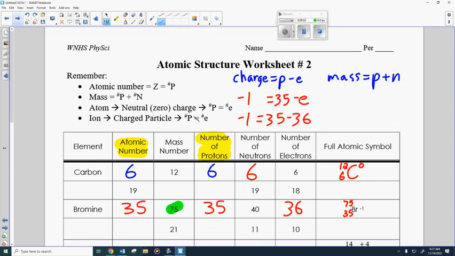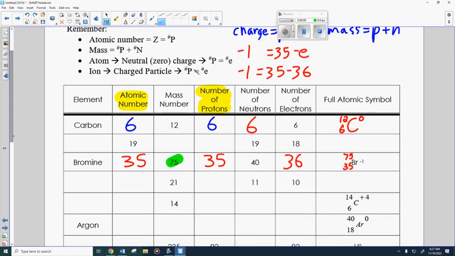So let's go back over here. Let's take a look at another problem. This next one, right below bromine, that's a tricky one, okay? Because we're given the mass number is 21, the number of neutrons is 11, and the number of electrons is 10. So we have a lot of work to do.